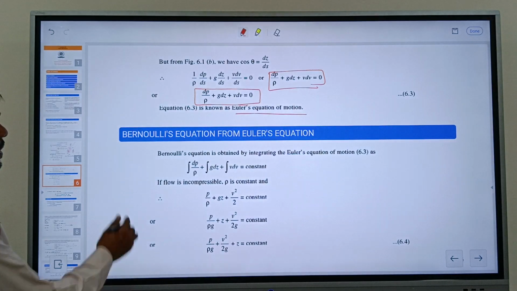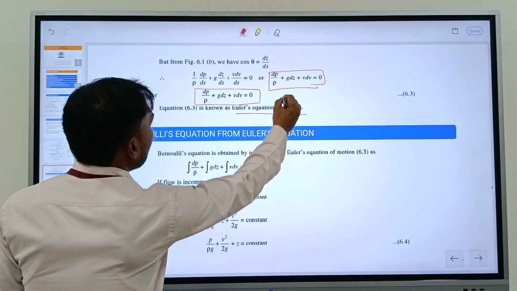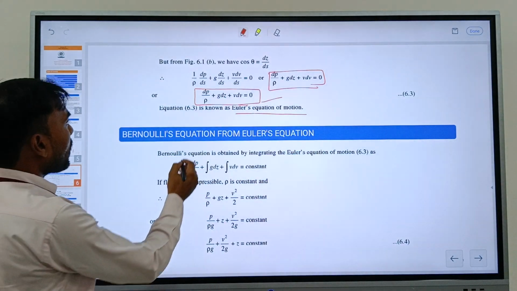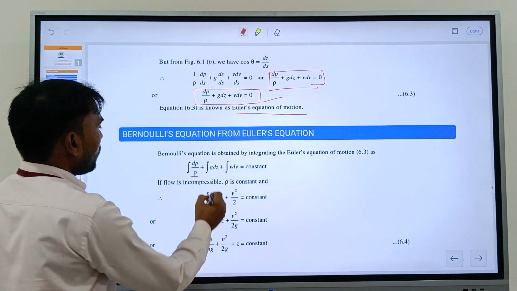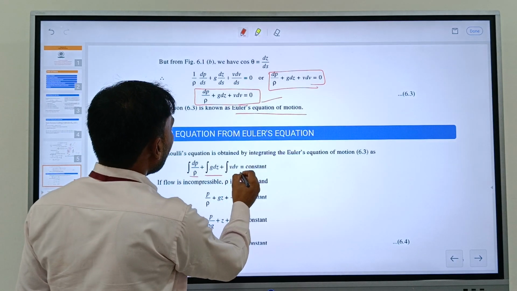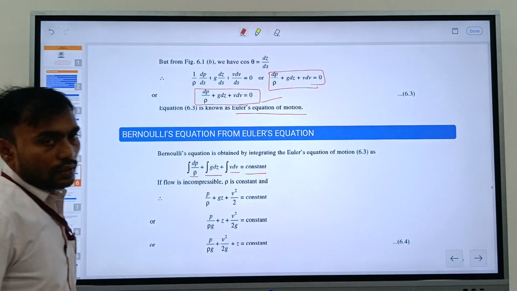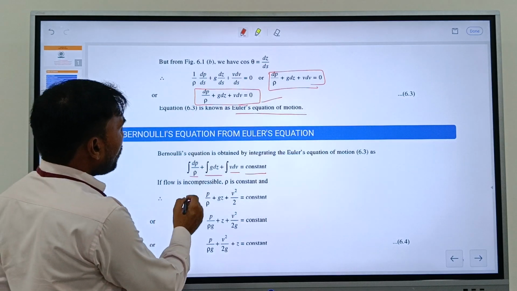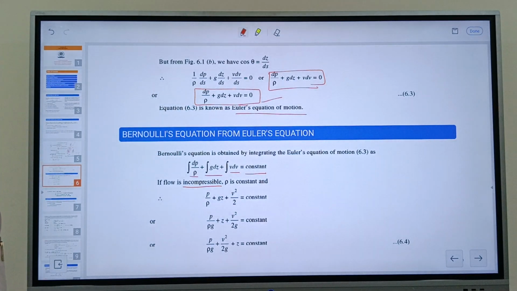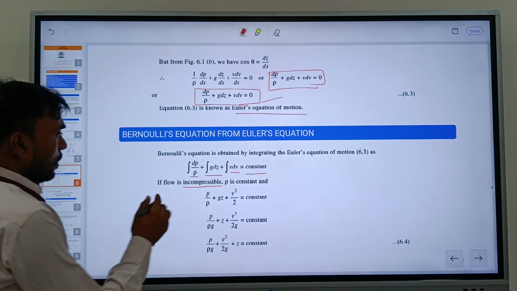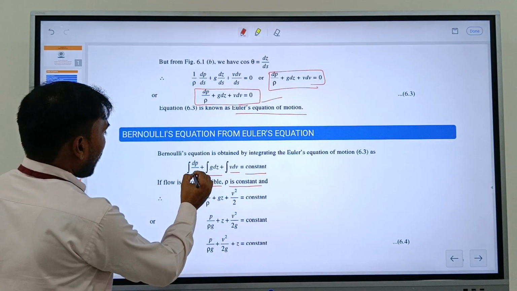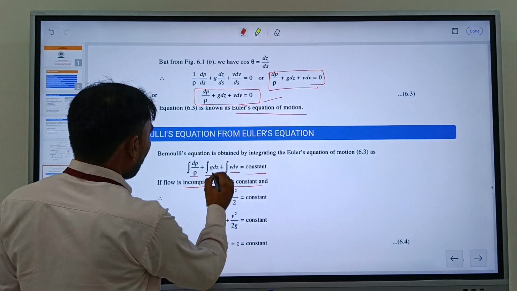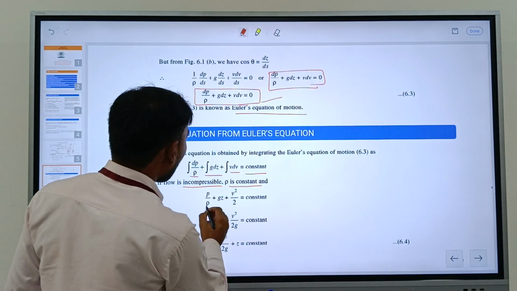Now, Bernoulli's equation from Euler's equation. So how can one derive Bernoulli's equation from Euler's equation? Let us consider equation number 6.3. If we integrate it, it becomes the integral of dp by rho plus the integral of g dz plus the integral of v dv, equal to a constant. Now if the flow is considered incompressible, meaning the fluid is considered ideal, then rho is constant and can be taken out of the integral, so it becomes p by rho plus g z plus v square by 2 equal to constant.